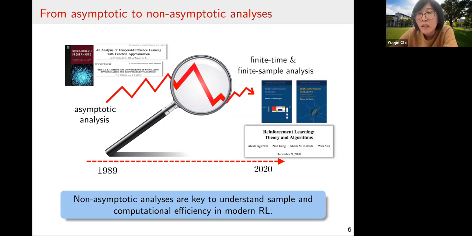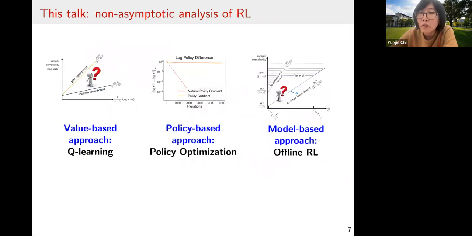So the idea being you might have two different algorithms, both converge asymptotically, but they could be converging at drastically different rates, which can only be revealed by examining them through this finite time, non-asymptotic lens. And that will be the focus of the approach I'll be taking in today's talk. In fact, I think non-asymptotic analysis for reinforcement learning is the key to understanding the sample and computational efficiency in the modern era. So that will be our focus today.